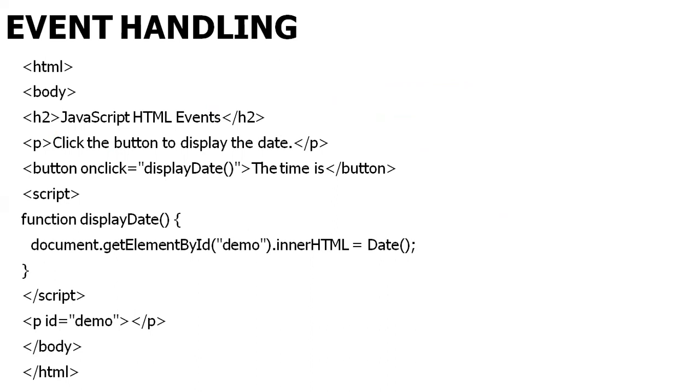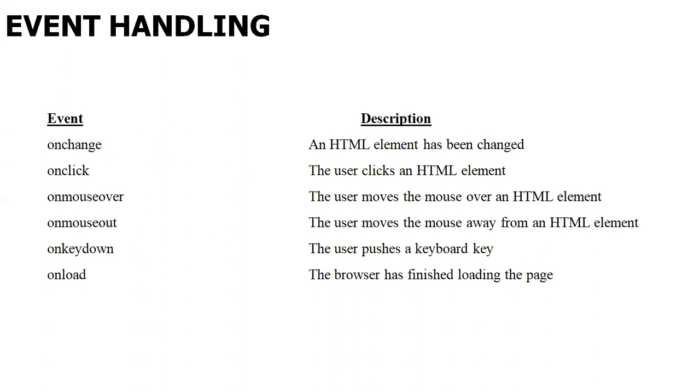Then the display date function. We are going to create it within the script tag, using the function keyword, and then the name of the function is created. Document.getElementById demo.innerHTML equal to date. We are going to get the date. The script tag should be closed. The paragraph tag: ID is the attribute, the value is demo. The paragraph tag should be closed, the body tag should be closed, and the head tag should be closed.